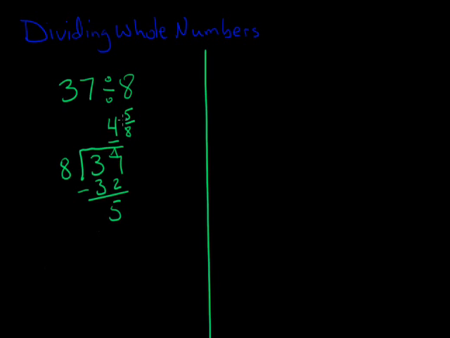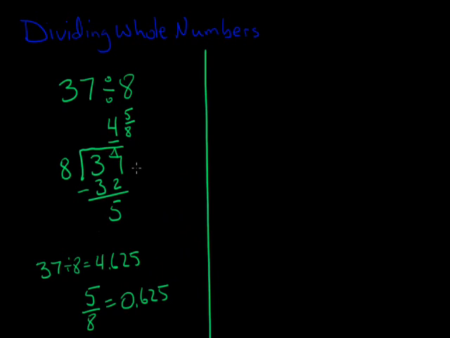Now, here's why we do that. If you were to do 37 divided by 8 on a calculator, you would get this answer, 4.625. Now, 0.625 or 625 thousandths doesn't look a lot like 5/8, but it's actually the decimal equivalent. Because 5/8, if you convert it to a decimal, try it with your calculator if you want to, 5 divided by 8 gives you 0.625. And I have another video on how to convert fractions to decimals.